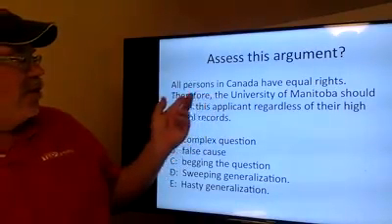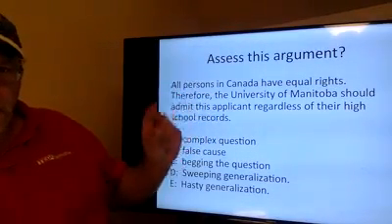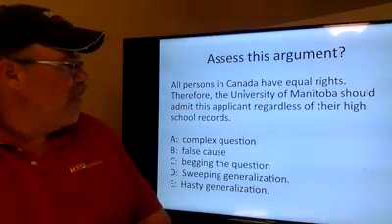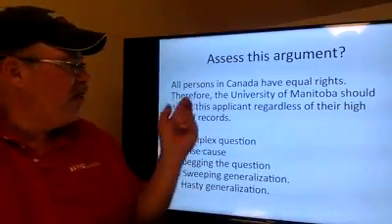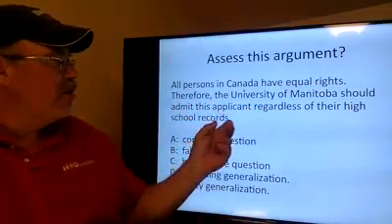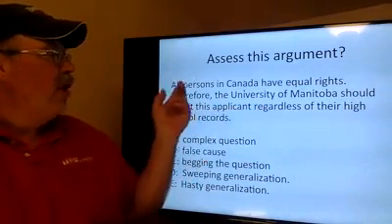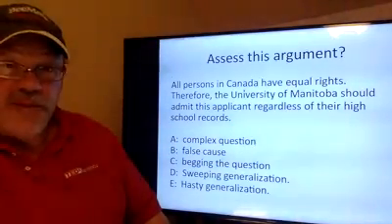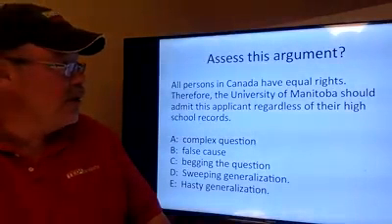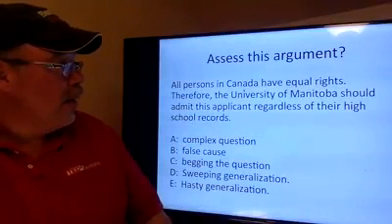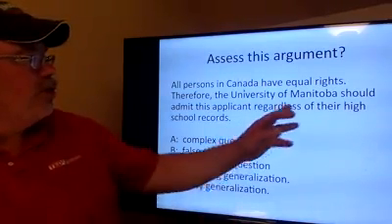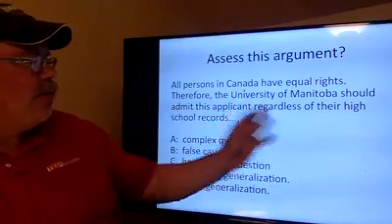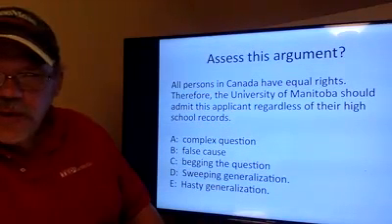We have a "therefore", a logic indicator word. That helps us figure out that it's probably an argument, and that the stuff after the "therefore" is probably the conclusion. And the premise: all persons in Canada have equal rights. Okay, that's fantastic. We're lucky to be in such a country. And then it seems we're asking, so we should treat all applicants equally, right? Maybe that's where this argument's going.